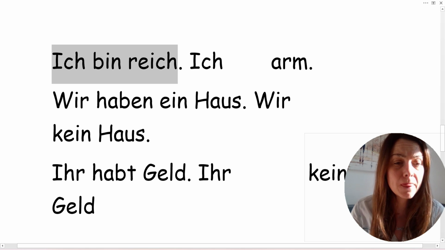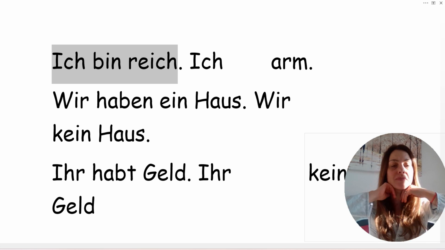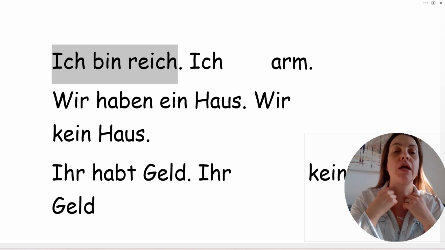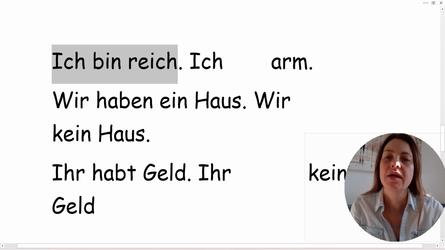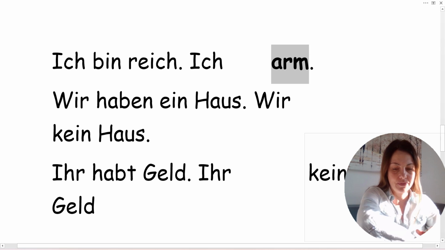I'm rich. Ich bin reich. But früher, before, I was poor. So poor, as you can see, is arm. It's the same word as the arm. Arm.